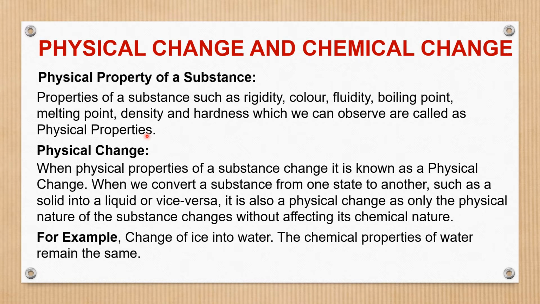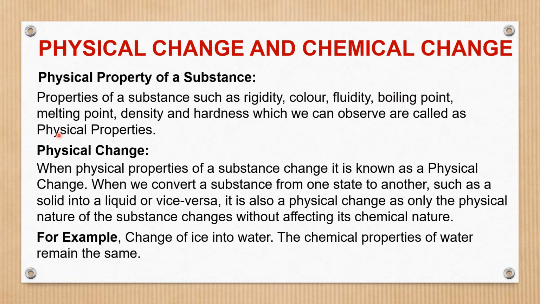So these all terms we already learned in chapter 1. These are some physical properties. We can see or feel things like rigidity, color, fluidity, boiling point, etc. So these are the physical properties of a substance.